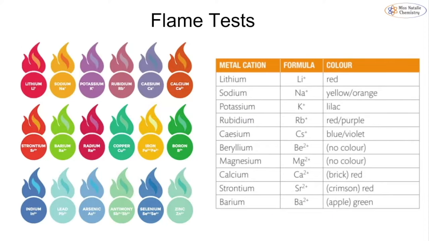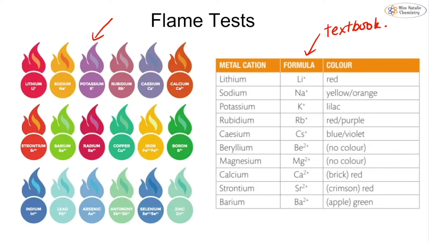Now, compared to IGCSE, where you only had to learn 5, now you have to know a lot more of the metal cations in terms of their flame colours. So you can see that we've got a table here that is taken from the textbook, and there is also some expanded colours in this diagram here.